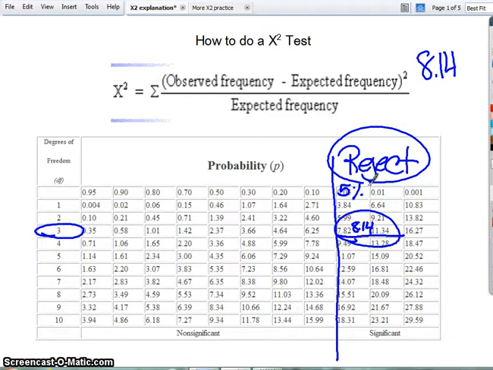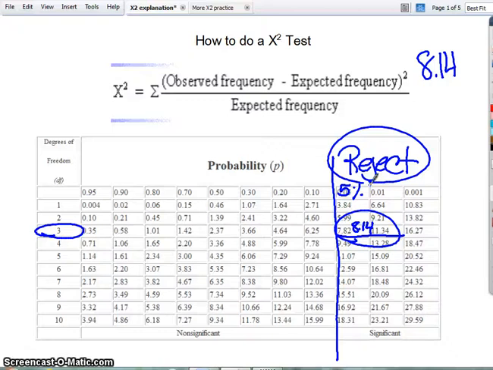Which doesn't mean we necessarily did anything wrong. It could mean maybe they weren't purebred in the first place. Maybe the genes are linked. It just means that we either need to repeat our experiment or we need to check into maybe some other genetic thing that's going on, because it's not following the expected ratios we should have gotten.